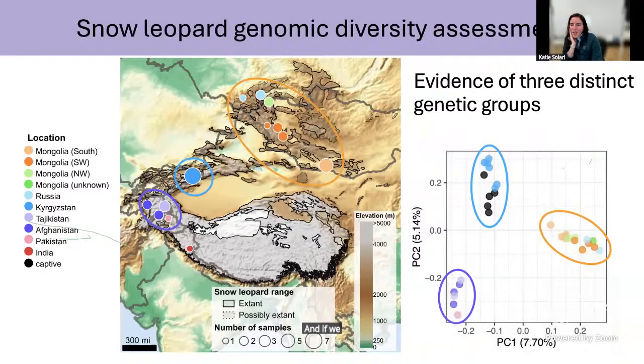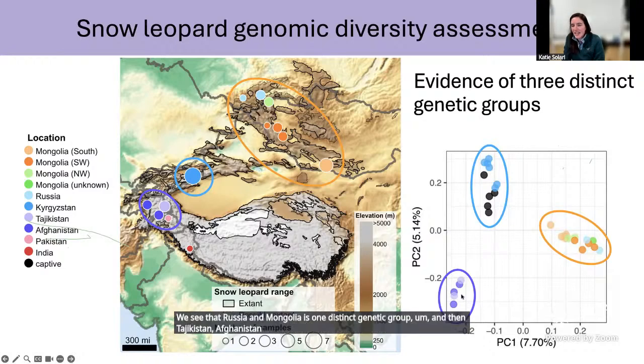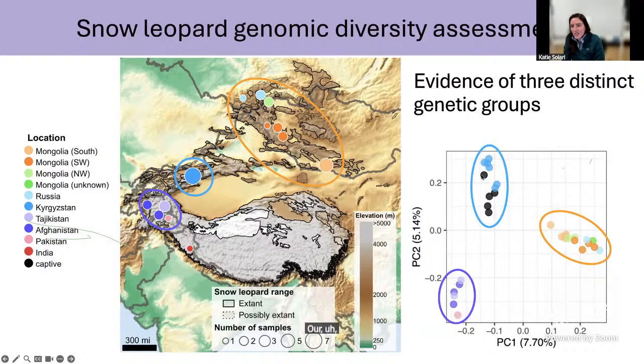And if we look at where these are from, they separate geographically. So we see that Russia and Mongolia is one distinct genetic group, and then Tajikistan, Afghanistan, and Pakistan are a second distinct genetic group. And then our samples from Kyrgyzstan in blue here group with our captive samples.